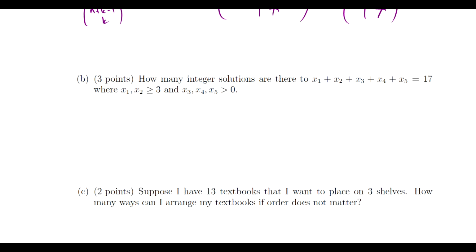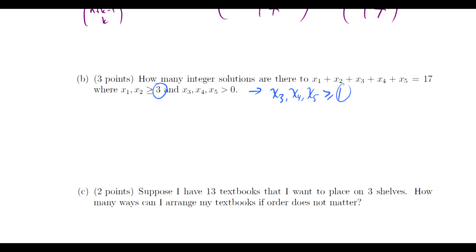Okay, how many integer solutions are there to the same question if x1 and x2 have to be greater or equal to 3, and x3, x4, x5 have to be greater than 0? Well, let's do some changing here. First of all, x3, x4, x5 greater than 0 is actually the same thing as saying x3, x4, x5 have to be greater or equal to 1. So, tricky there. Now, what do? Well, we need to shift these numbers to 0 somehow.